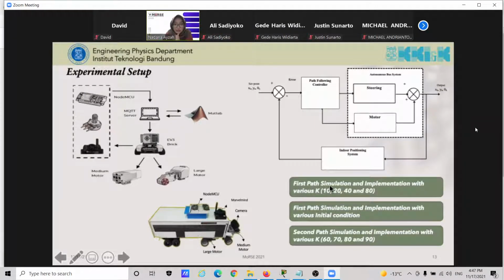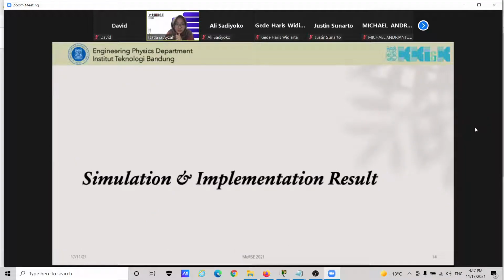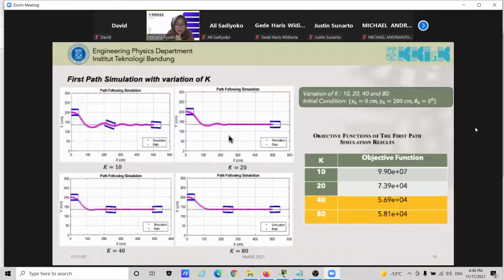The simulation and implementation were also conducted with three themes. First is the first path simulation and real-time implementation with various values of k. Then the first path simulation and real implementation with various initial conditions. And the third is the second path simulation and implementation, also with various values of k.